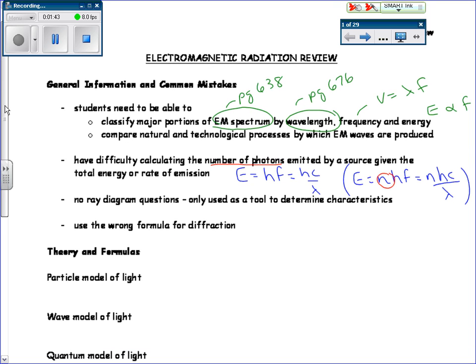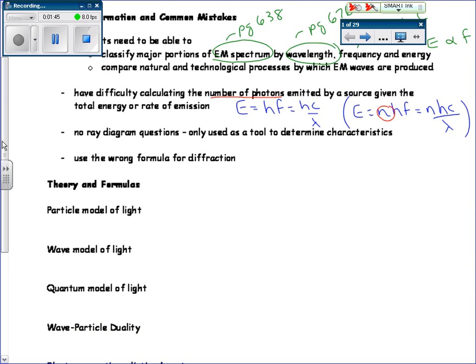There will be no ray diagram questions at all. Ray diagrams are only used as a tool to determine characteristics. So you do not have to do ray diagrams. You do have to be able to determine the characteristics of an image using the formulas. You can still use ray diagrams, you're just not expected to. They're not actually part of the curriculum.